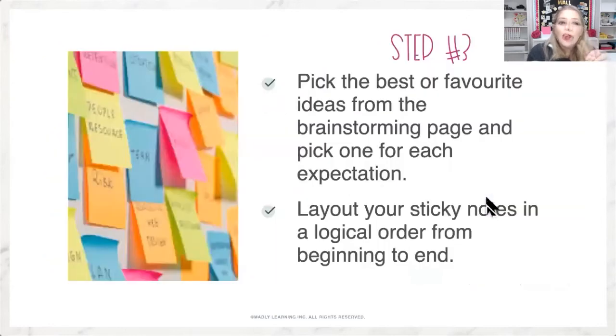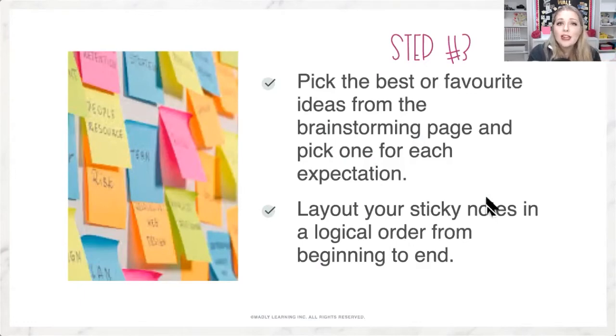Step 3, after all of your creative ideas, this is where you have to get a bit more realistic and look at this list and try to pick the activities that are feasible for you to do. What makes you most excited and how can you get it done? How can you make that become a reality? You're going to pick your favorite ideas for each one of the expectations.